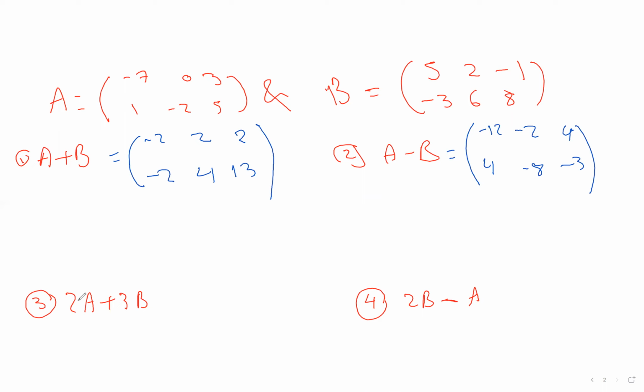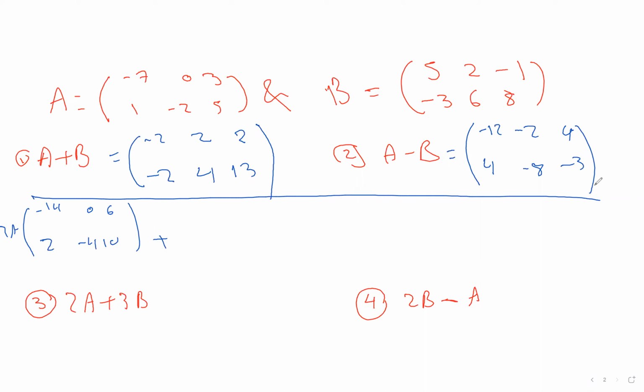Number 3, you can find 2a. If you need to find 2a first, then write 2a: negative 14, 0, and 6, and negative 4, 2, and 10. This is 2a plus 3b. Where is 3b? 3b will be 15, 6, and negative 3, negative 9, 18, and 8. It's okay. And you can add them. Then now you have this 2a and this 3b.